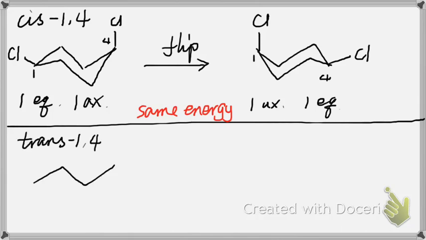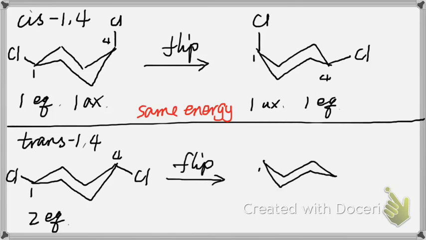Let's move on to the trans-1,4-disubstituted cyclohexane ring. Trans means opposite direction. So on carbon 1, let's put chlorine up. On carbon 4, trans, the chlorine will be going down. So at carbon 4, this position going down means equatorial position. So in this case, we have two equatorial chlorine atoms, right?